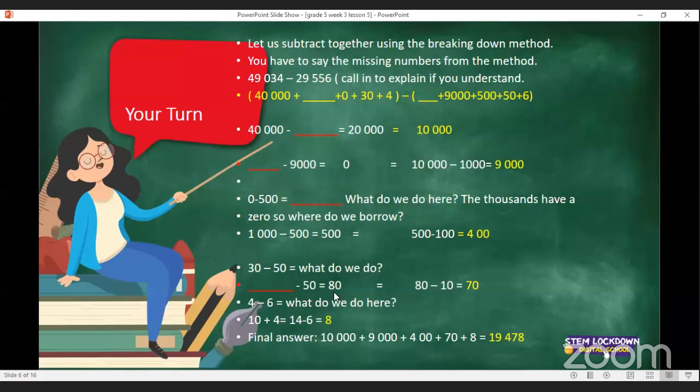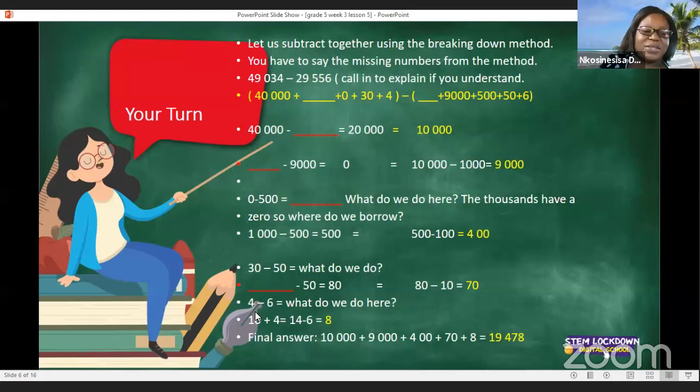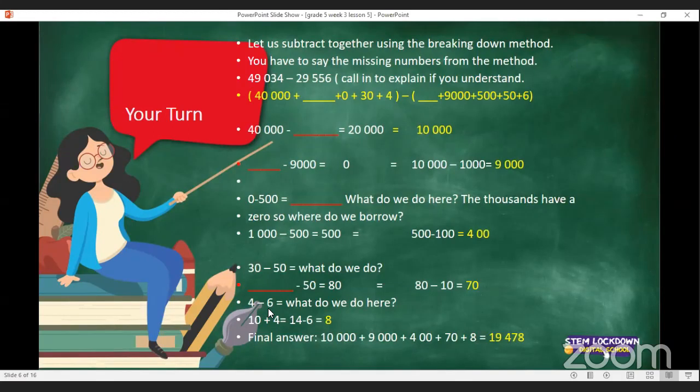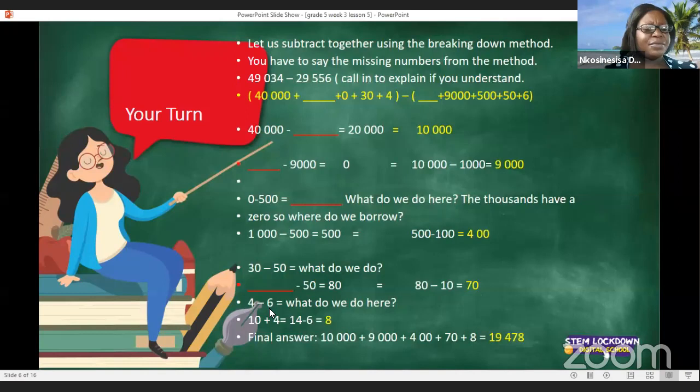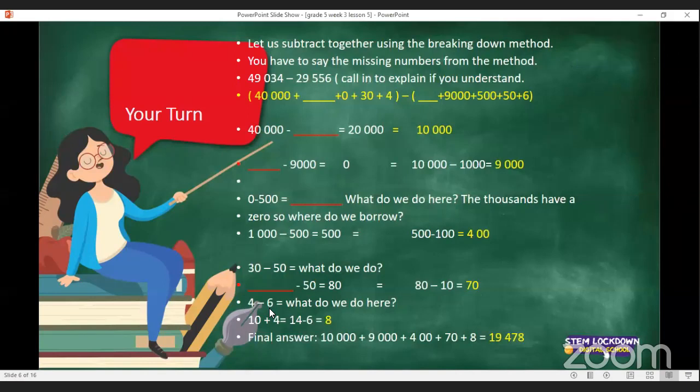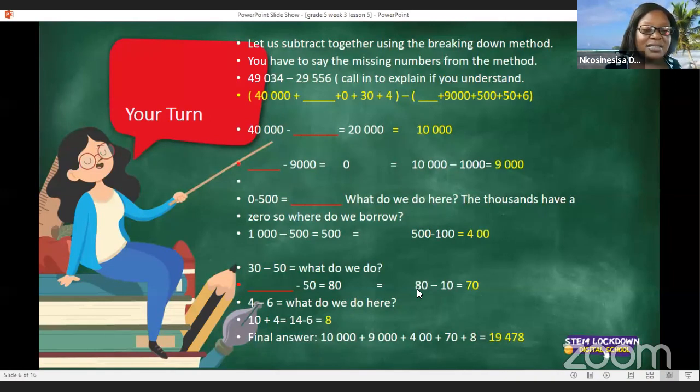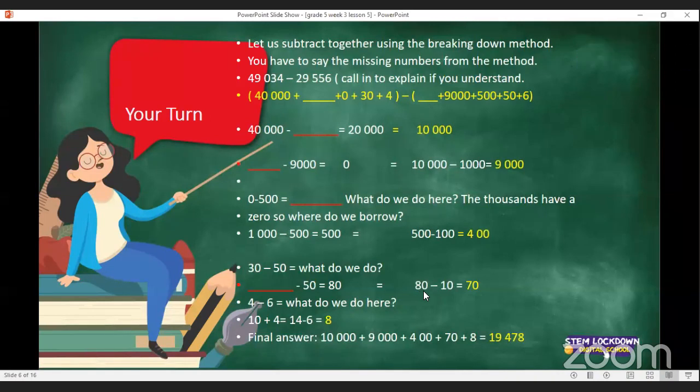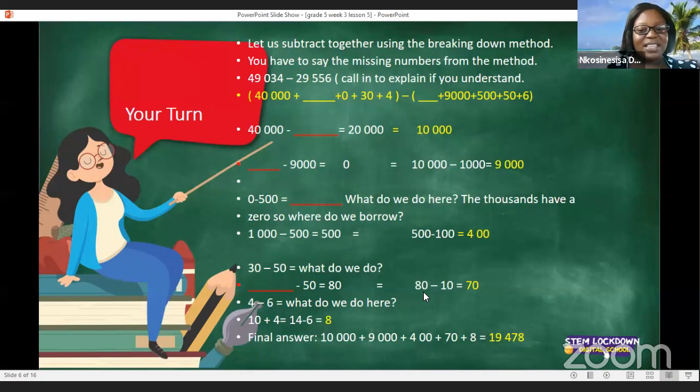80. Well done. Now we come to the units. What is 4 minus 6? You can't do that. Well done. Why can't we do that? Because you can't minus 6 from 4. Well done. So what do we have to do then? We have to borrow from the tens. How many tens did we have originally? 80. So if we borrow, how many tens are we going to be left with?